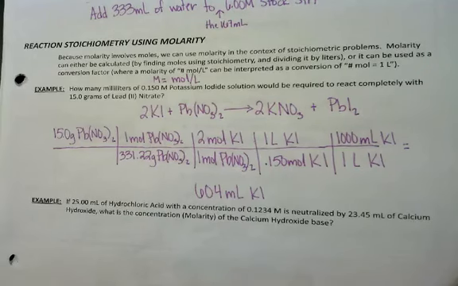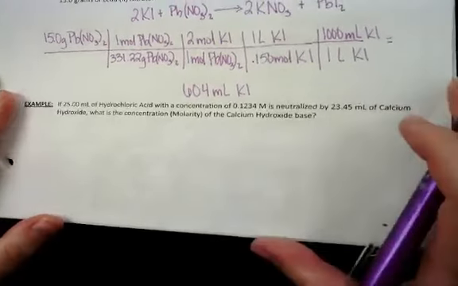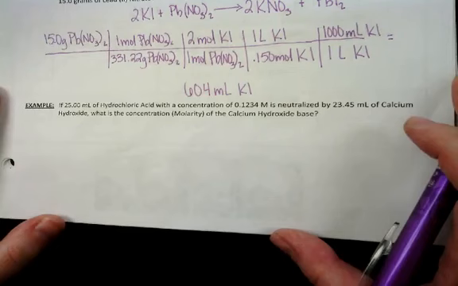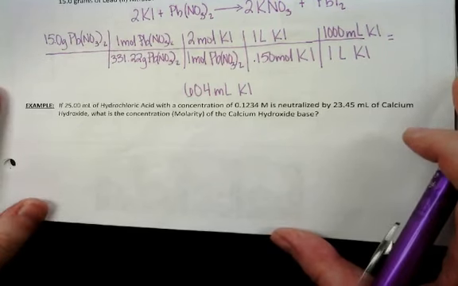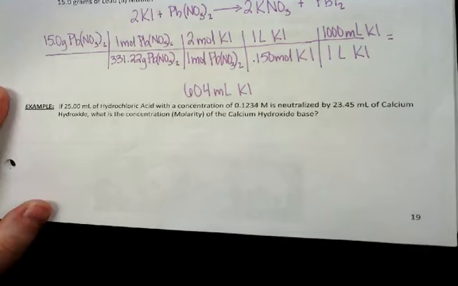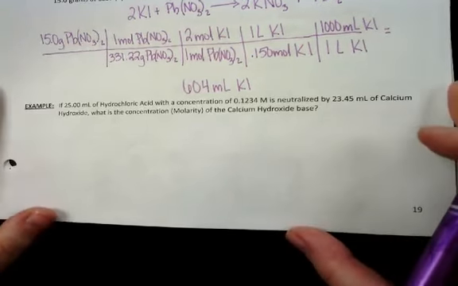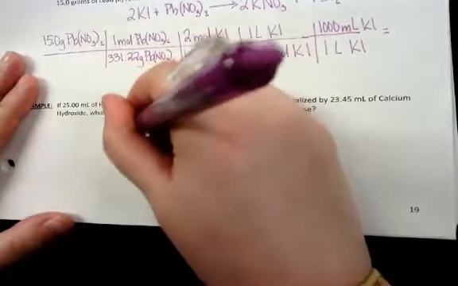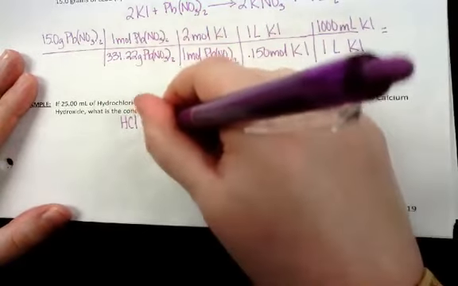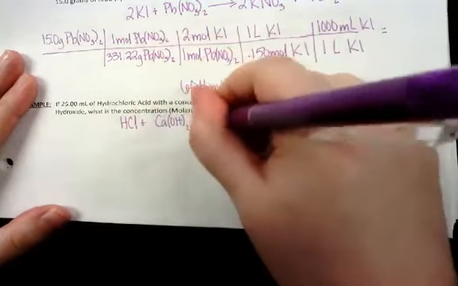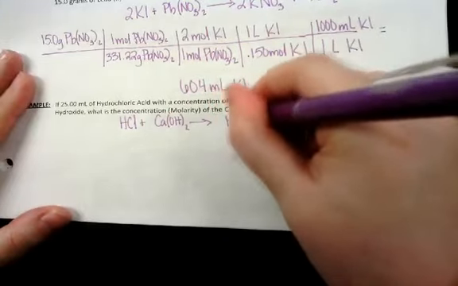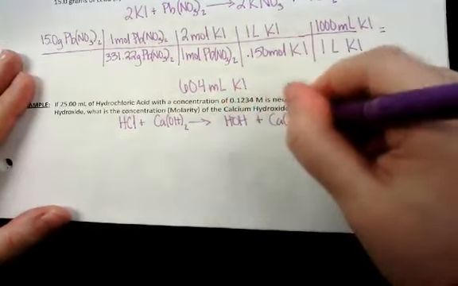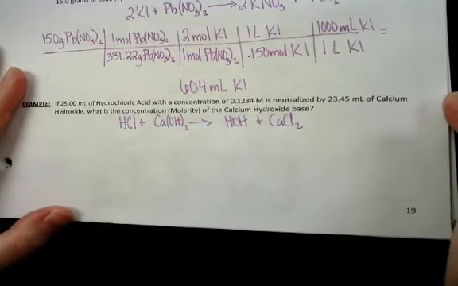All right, so this last problem says if 25 milliliters of hydrochloric acid with a concentration of 0.1234 molar is neutralized by 23.45 milliliters of calcium hydroxide, what's the concentration or the molarity of the calcium hydroxide base? First thing we have to do is write our balanced equation. So we're going to have hydrochloric acid plus calcium hydroxide, and it makes HOH plus calcium chloride. To balance it, you would do 2, 2.